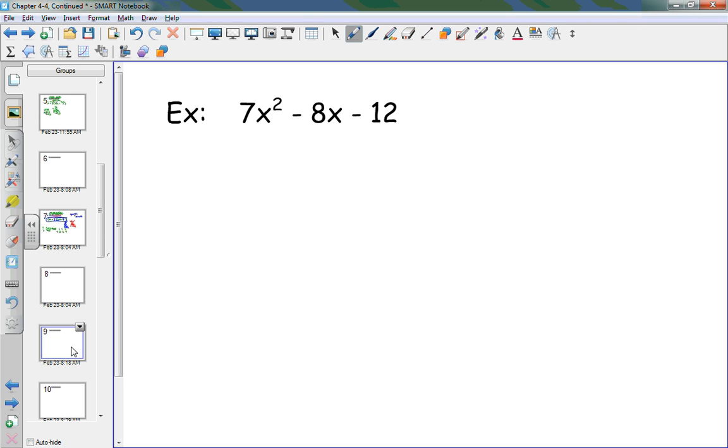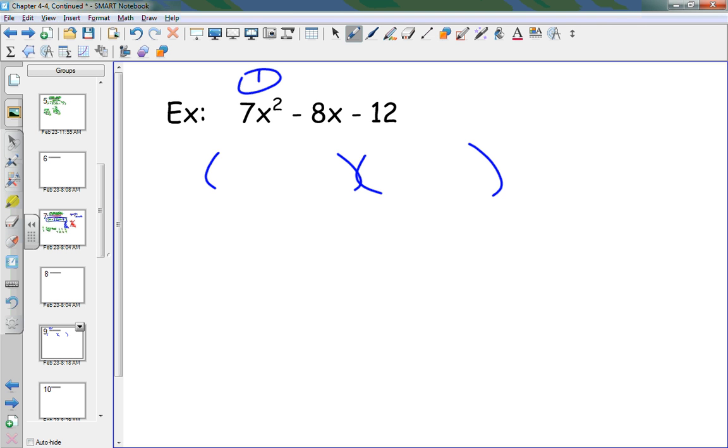Okay, I give you 7x squared minus 8x minus 12. Step 1, do I have a GCF? No, I don't, because 7 does not go into 8 evenly, and the only other factor of 7 is 1. So I'm going to immediately put this into two binomials.